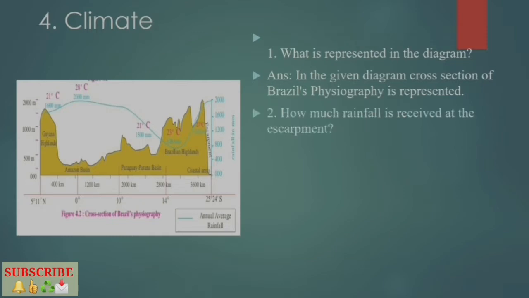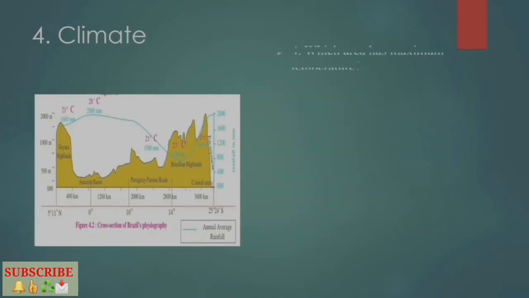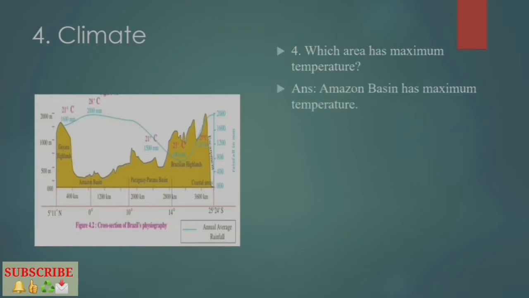Second, how much rainfall is received at the escarpment? The answer is 2000 millimeter rainfall is received at the escarpment. Third, which mountain is located between 5 degree 11 minute north to 0 degree? The answer is Andes mountain. The next question is, which area has maximum temperature? Amazon basin has maximum temperature.